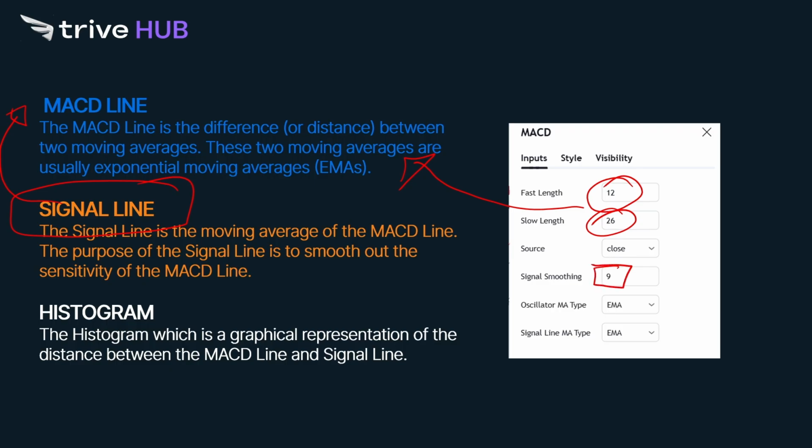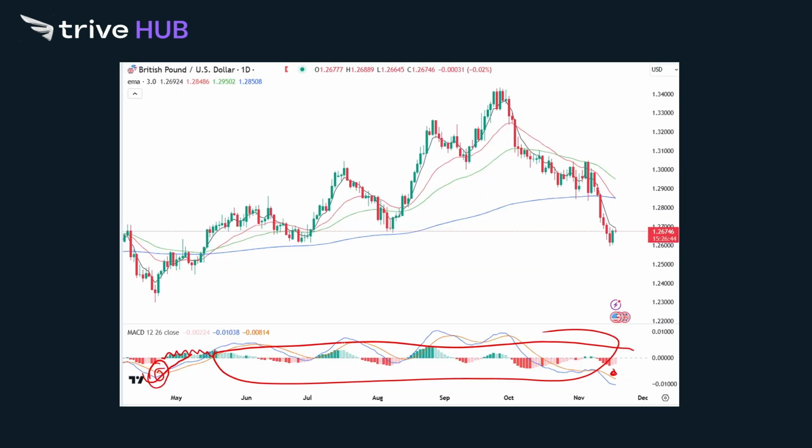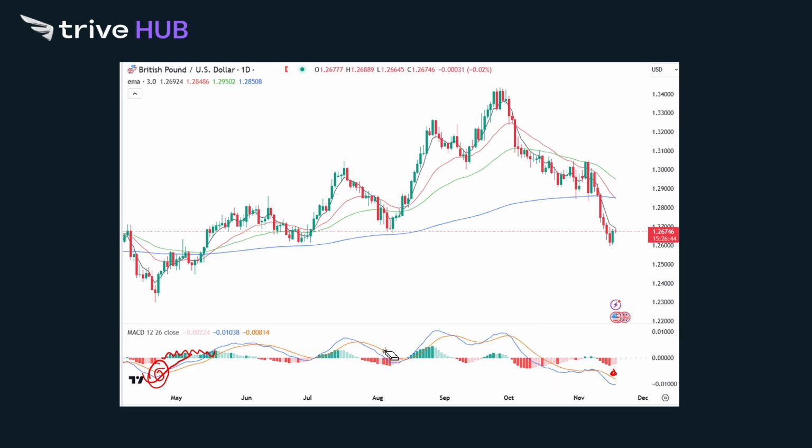By default, the MACD indicator uses 9 period as a signal, and the histogram is nothing but the graphical representation of the distance between the MACD line and the signal line. See this on this chart. These histograms are forming similar to the distance between the MACD line and the signal line. So this is what it is forming here, and how it signals you buy or sell.